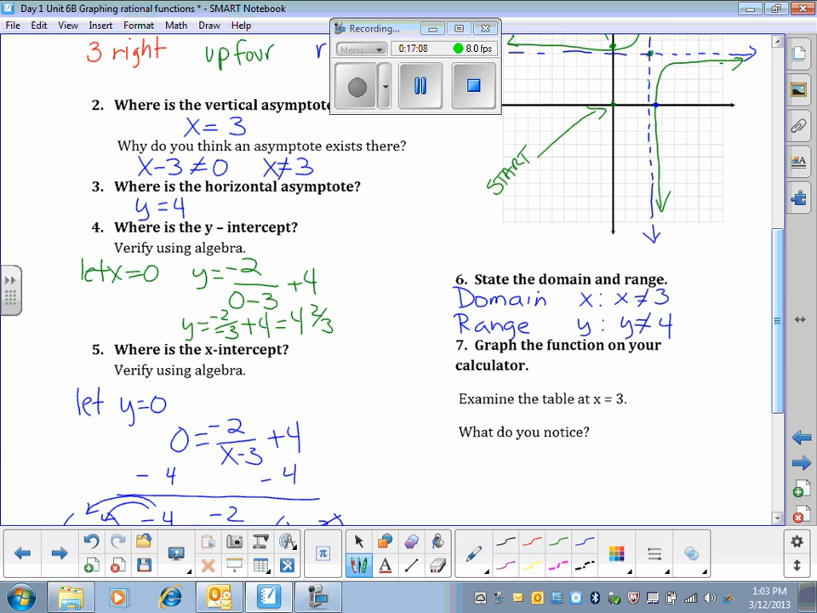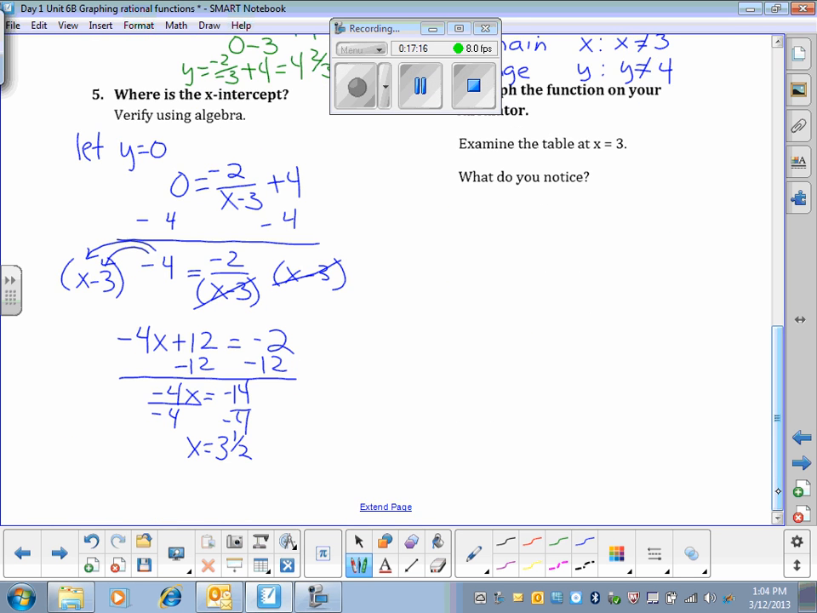Questions? Can you go to the bottom for this one? The calculator one? Okay, really quickly though, if you were to graph this on your calculator and you looked at the table at x equals 3, that's an asymptote, right? So when you look at the table, it'll come up as error. That's an easy way to look for your vertical asymptotes. You can't find your horizontal asymptotes that way, but you can find them on your calculator looking for those errors.